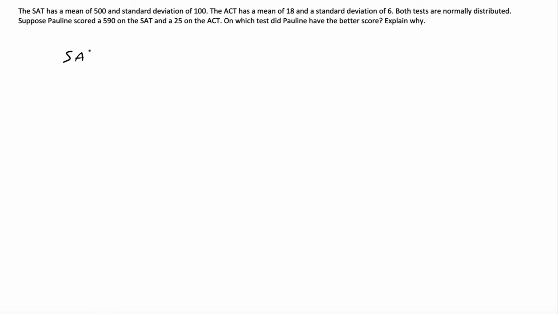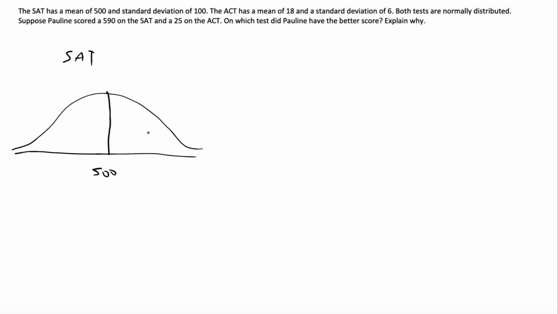Let's take a look. Here's the SAT. For the SAT, we'll draw the normal curve here. We know that the mean is 500 and the standard deviation is 100. So we'll go one standard deviation above and below, and we can go two standard deviations above and below. You notice that for the SAT, Pauline scored a 590, which is over here. So she's not even one standard deviation above the mean.